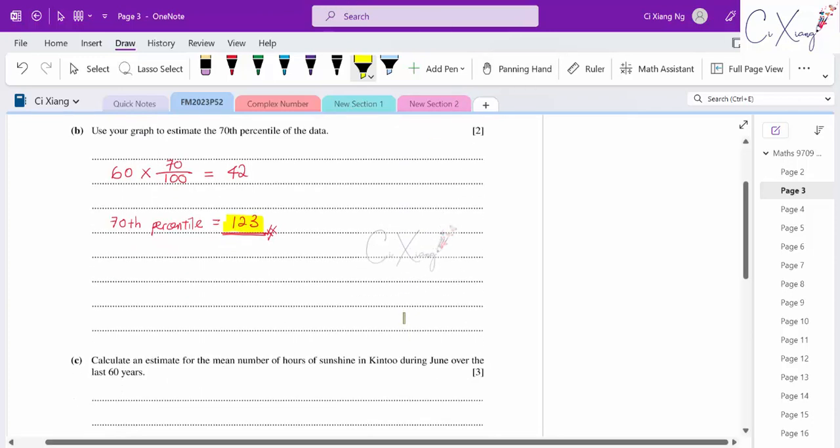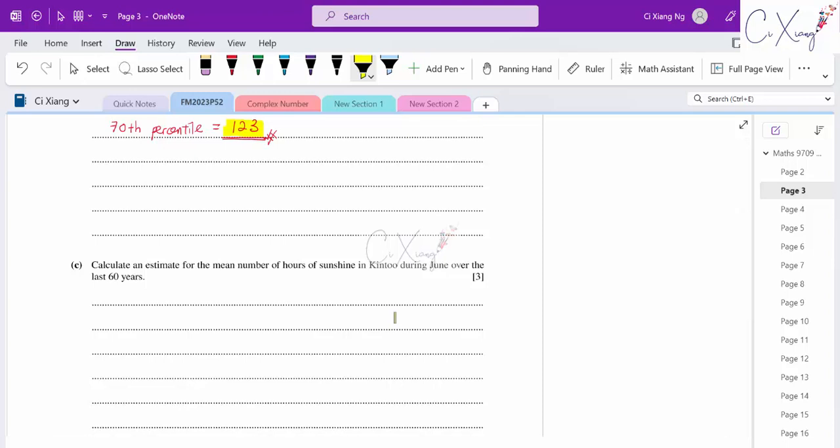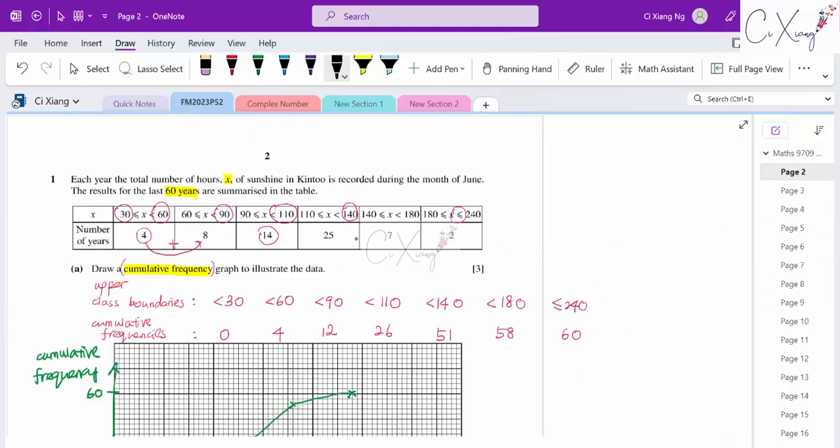So next one, they want us to calculate and estimate the mean number of hours of sunshine in Kintu during June over the last 60 years. Okay, so now we want to calculate the mean. Before we calculate the mean, the general formula will be the summation of fx divided by the summation of f. x will be the midpoint of the data for every single class, and f will be the frequency. So in our case here, the frequency f is the number of years, and x is the midpoint of the class. So we need to refer back to the table again and find out the midpoint.